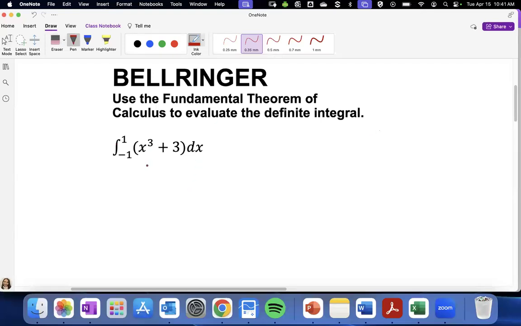Okay, let's see if we know how to do this. So when you see the fundamental theorem of calculus, we know that we need to integrate it and do f of b minus f of a. This is like your upper bound and your lower bound, okay?